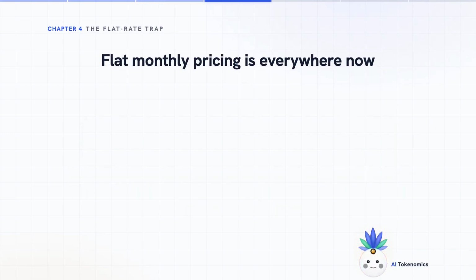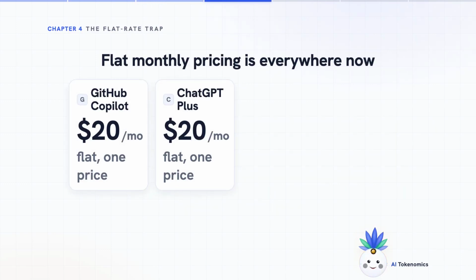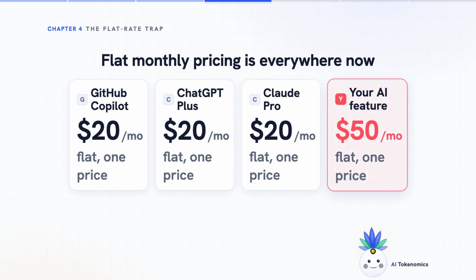Now let's scale it, but scale it the way it actually breaks. Say you sell this assistant for a flat $50 per user per month. Clean, simple, predictable.